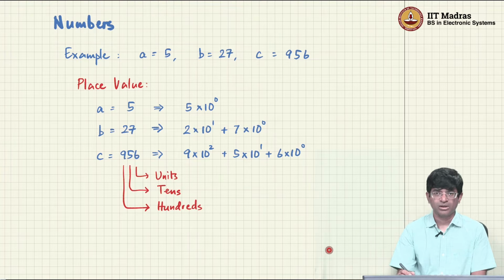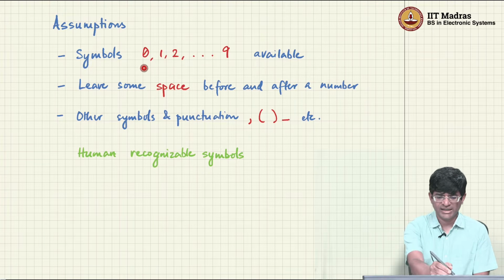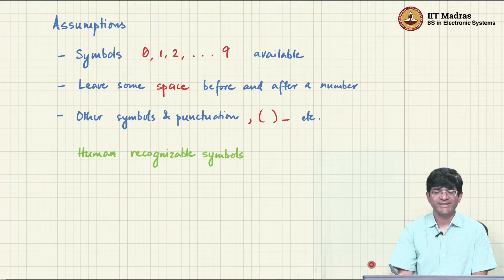How is that relevant to what we would like to do inside a computer? The assumptions that we implicitly make when we write down numbers like 5, 27, 956 and so on, let's just examine those, because that will help us move forward from here. The first thing we assume is that we have a few symbols 0, 1, 2 up to 9, which we call the digits, and we assume that these are available to us.